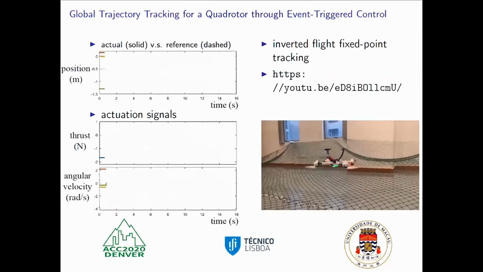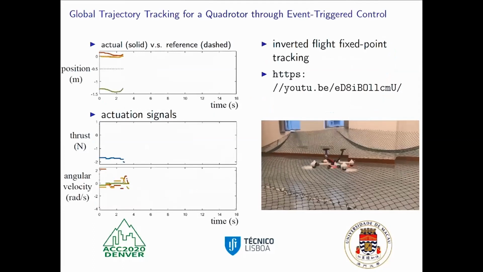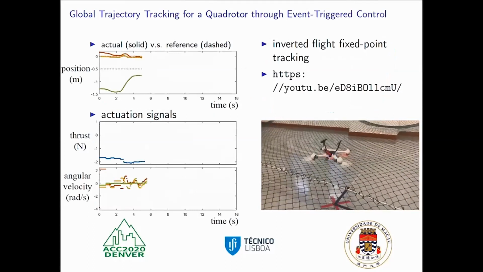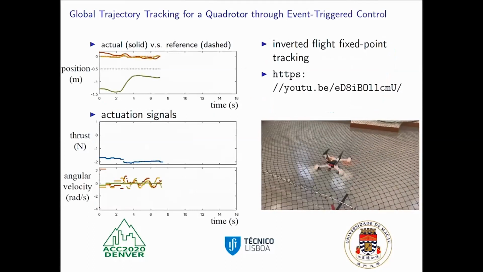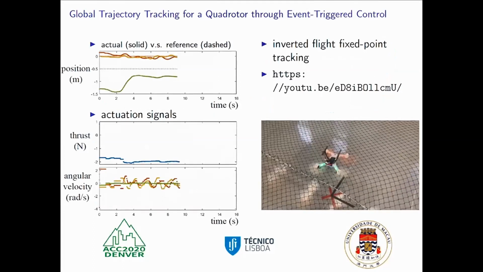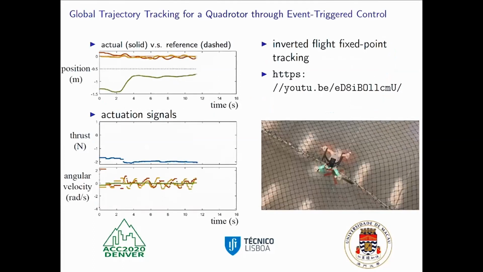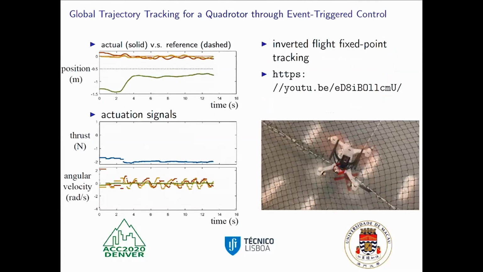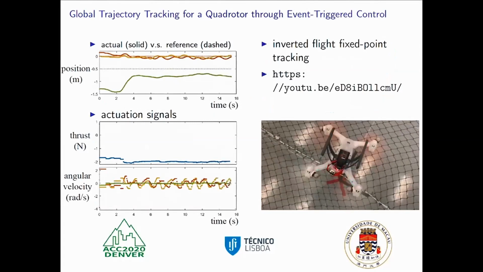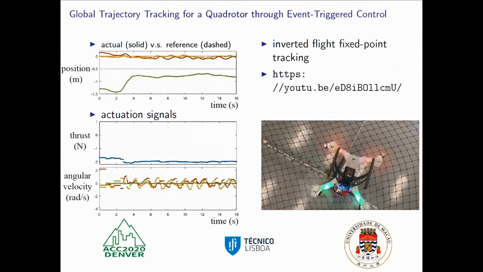We tested our controller on inverted flight of our quadrotor. It is clear from the results that, although the sampling of the actuation signals is aperiodic, the tracking error tends to decrease with time. I'm looking forward to discussing the paper further with you in the upcoming interactive session.